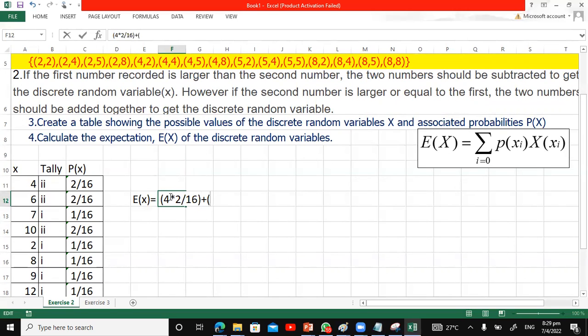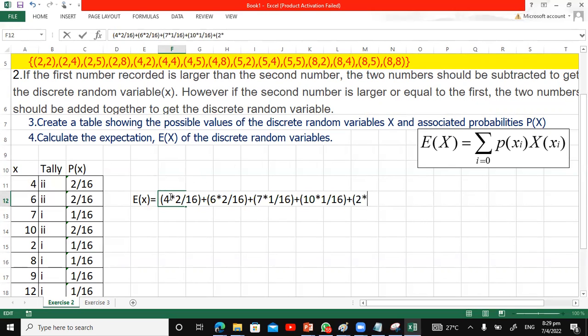plus the next random variable is 6. So it's 6 times 2 over 16. Next random variable is 7. So it's going to be 7 times 1 over 16. Next random variable is 10. It's going to be 10 times 1 over 16.